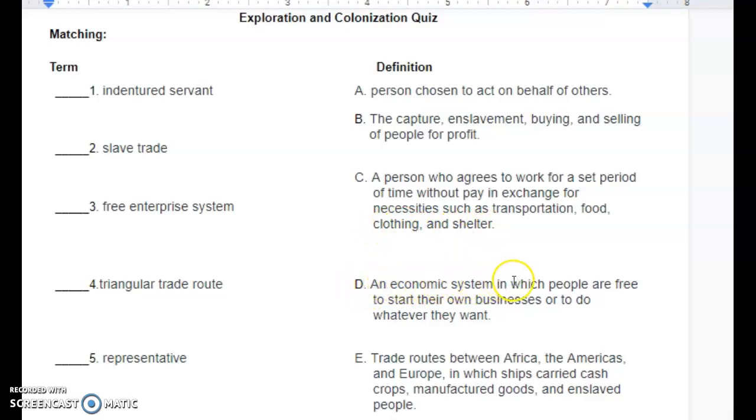D, an economic system in which people are free to start their own businesses or to do whatever they want. E, trade routes between Africa, the Americas, and Europe, in which ships carried cash, crops, manufactured goods, and enslaved people.